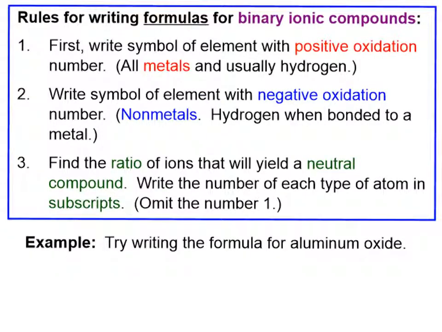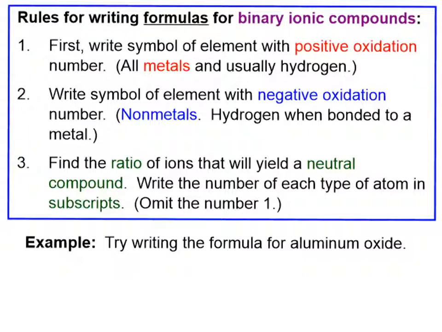Here are some basic rules then for writing your formula for a binary ionic compound. You first always write the symbol of the element with the positive oxidation number. So all metals have positive oxidation numbers. Usually hydrogen does as well. It's usually a +1. Second, we write the symbol of the element with the negative oxidation number. That would be nonmetals. Occasionally hydrogen will have a negative oxidation number when it's bonded to a metal, but that's pretty rare. And then third, you find the ratio of the ions that will yield a neutral compound.